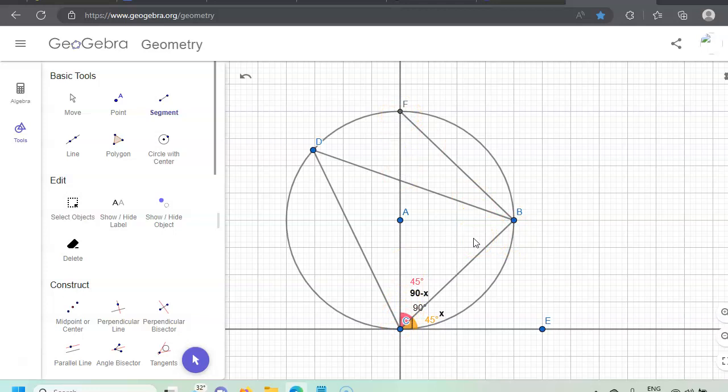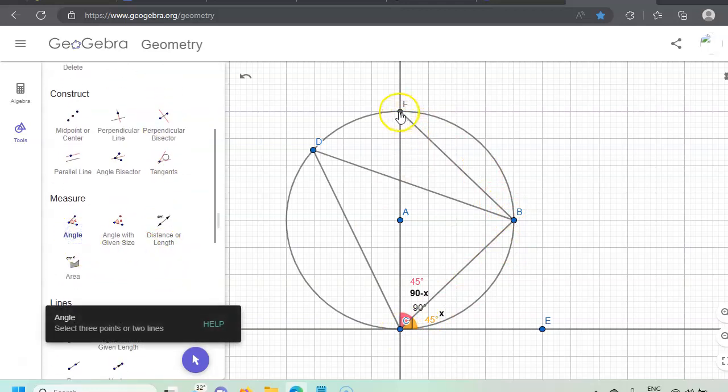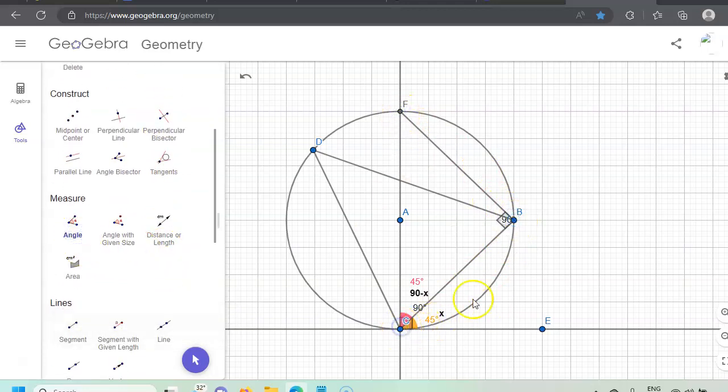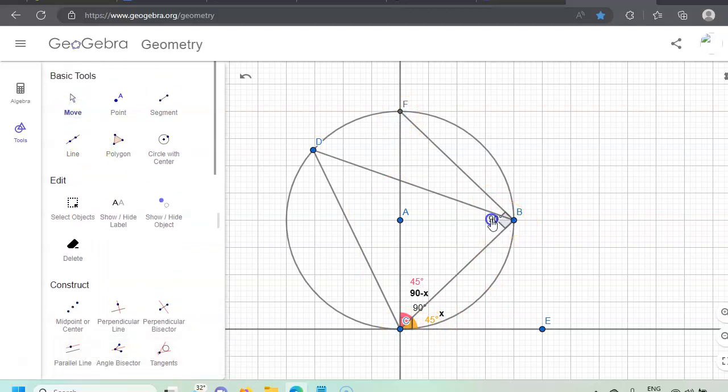Now we have a triangle CFB, and then with an angle 90 minus x. But what can you say about the angle CBF? It's an angle at the semicircle, right? So we'll be expecting that angle FBC will be 90 degrees. So let's confirm that. See, it's 90 degrees.